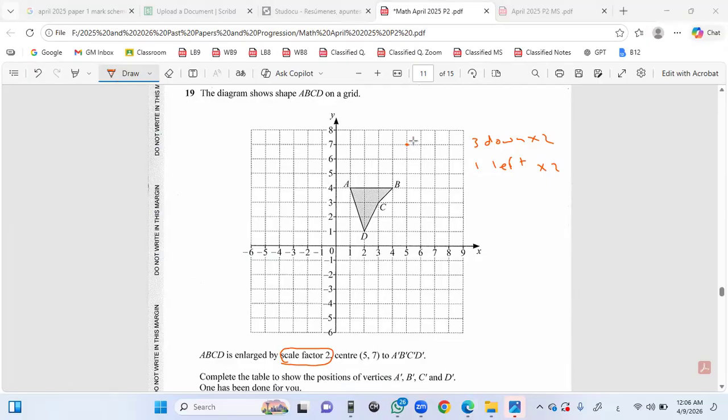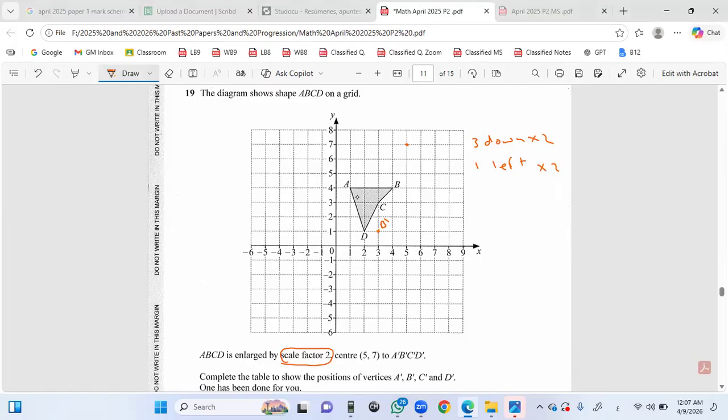So I'm going to move from the center. Don't move from the B. You move from the center. Instead of 3 down, 1 left to reach B, no, no, no. I'm going to move 6 down, 2 left. So 1, 2, 3, 4, 5, 6. Then 2 left. It is going to become here. So B is going to be here. Let me just draw it. B, we agreed, is going to be here. B dash.